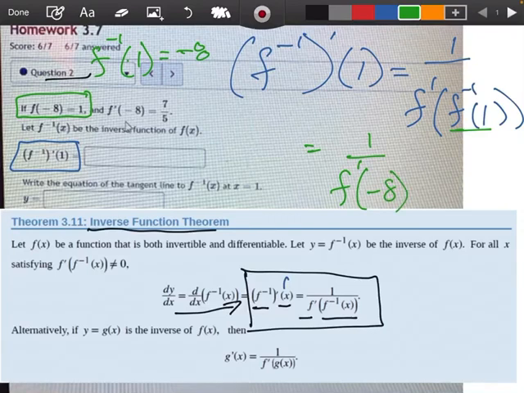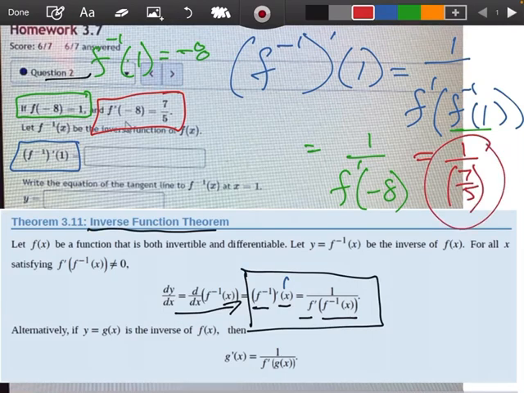Now, we also know that the derivative at negative 8 is equal to 7/5. So this is going to give me 1 divided by 7/5, right? But remember, how do we divide fractions? We multiply by the reciprocal, so that's going to give me a 5/7. So right here, y'all, I have my 5/7, okay? So now we got the first part.